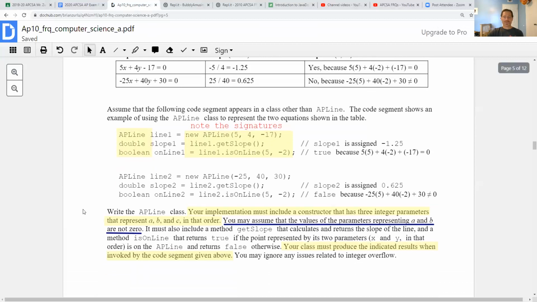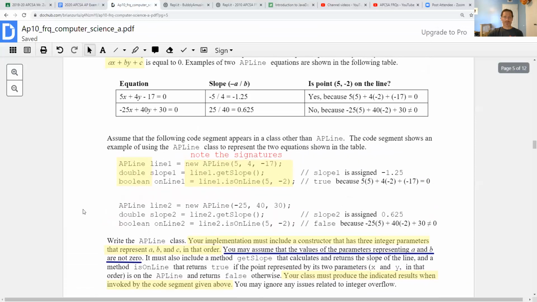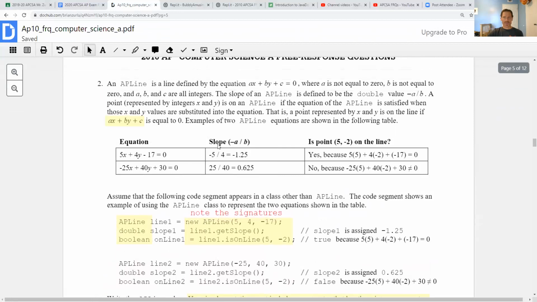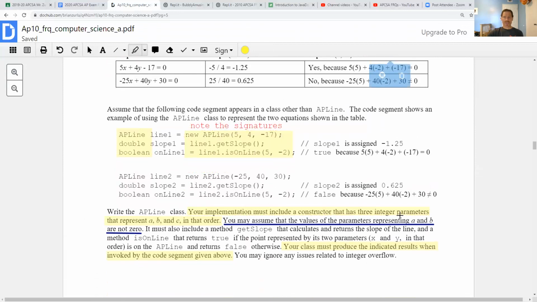So we get to assume that A and B are not 0, so we don't have to worry about dividing by 0. That is kind of like a favorite trick of the College Board, to set you up to divide by 0, but they actually eliminated that in this year. We need a getSlope method, and they tell us the formula earlier for getSlope is just negative A over B. Note that it is a double. Their examples actually give decimals. So if we're storing A, B, and C as ints, like they kind of implied here, we may get tricked when we go to write our getSlope method.